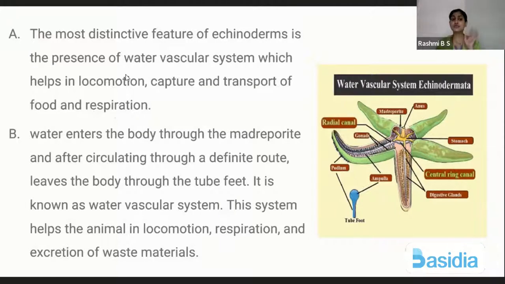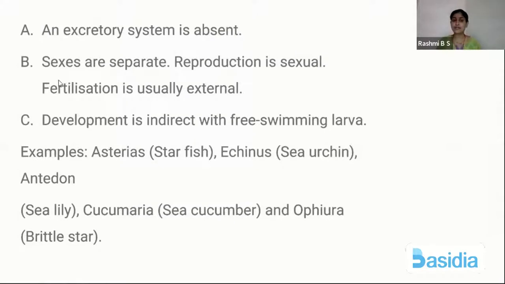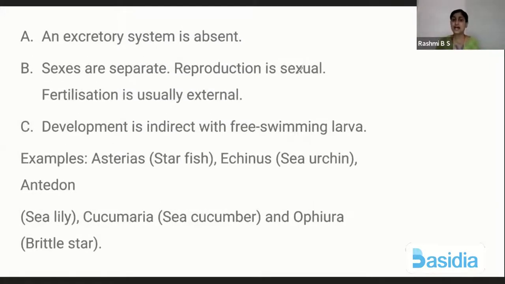Yes, when it comes to sexual reproduction, in the case of echinodermata, sexes are separate. Sexes are separate means what? They have male echinodermata and female echinodermata as separate bodies, right? And reproduction is sexual and fertilization is external. That means the male gamete will be released into water from the male animal, the female gamete will be released into water from the female animal, and then fertilization takes place. And as you know, you have a larva of bilateral symmetry. That means development will be indirect, okay?